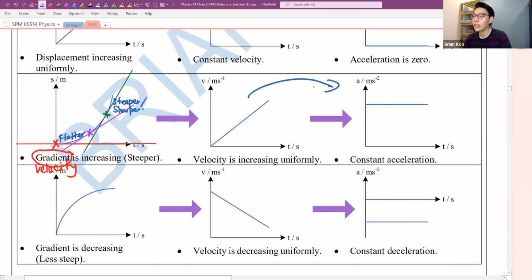Now from here to here, I need to read what the gradient is again. The gradient value for a horizontal line is 0, but for any slanted straight line, it's just one value. The gradient here is all the same. That's why it's just one fixed value. So velocity is increasing uniformly, but you have a constant acceleration because it's a straight line.